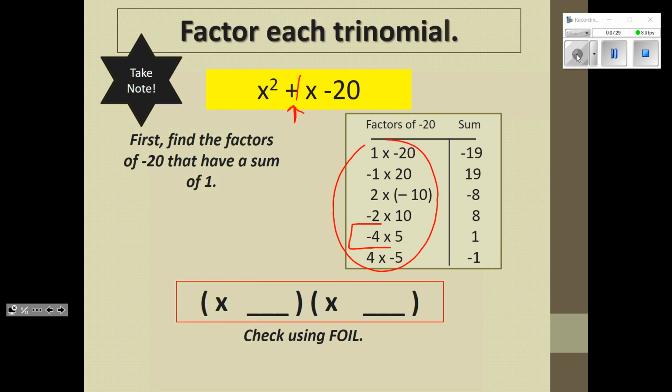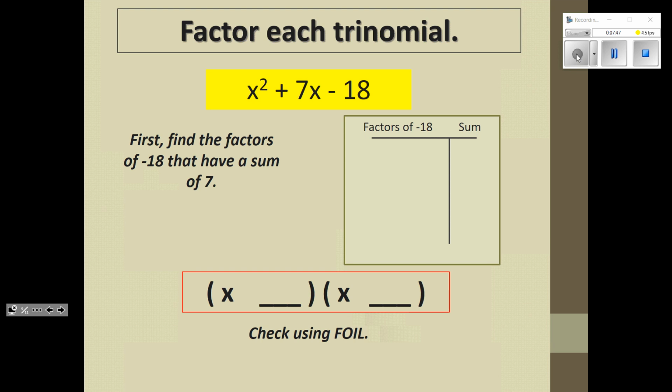Well, negative 4 times 5 is negative 20, but when you add those together, you get a positive 1. So those are the numbers that you're going to plug in here. That would be x minus 4 and x plus 5, and it would check.